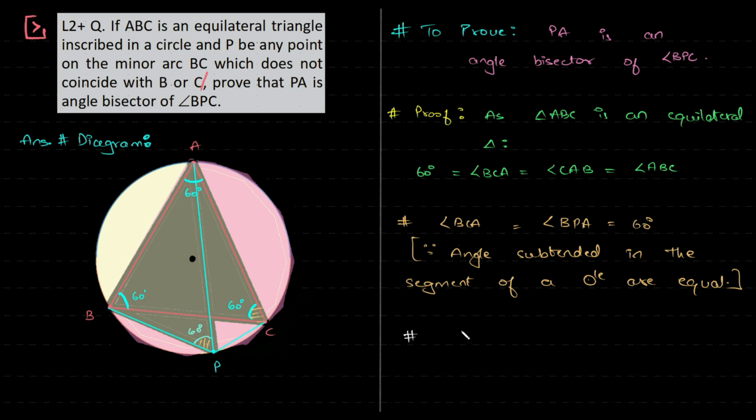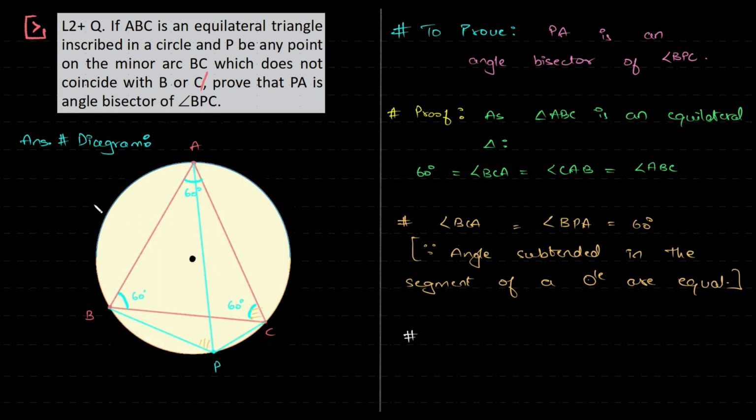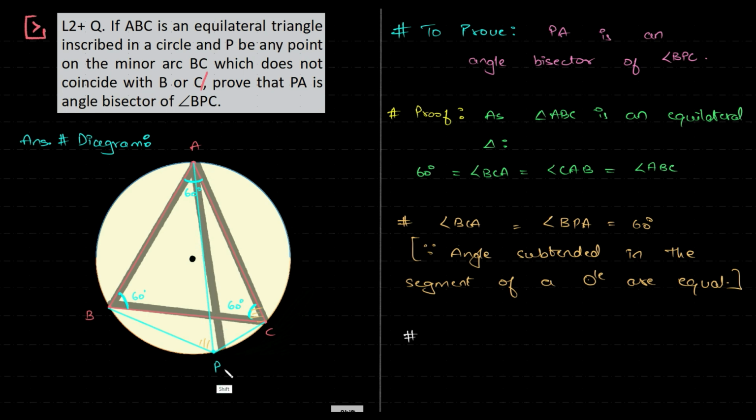Next, what do we have? We have the next part, this. We have this as our base, right? And this angle will be equal to this angle, right? Is it not? So this will be 60 degrees. So we have angle ABC is equal to angle APC. Both of them are equal to 60 degrees. The same reasoning applies, you don't have to write it.